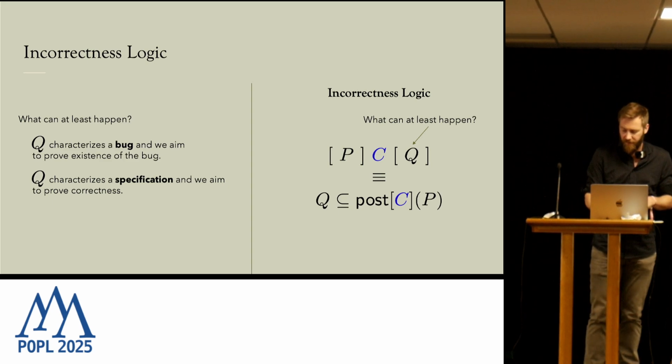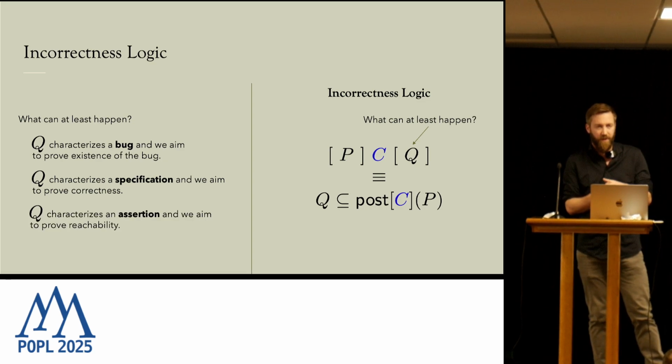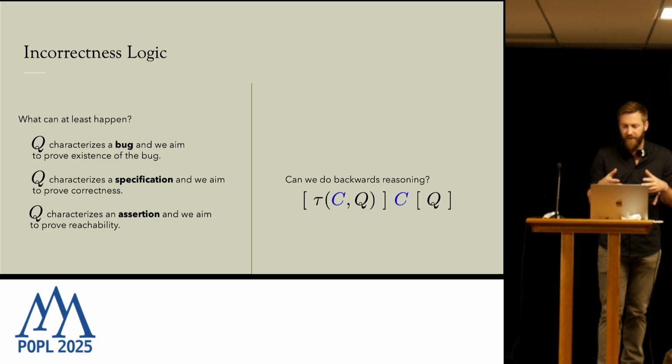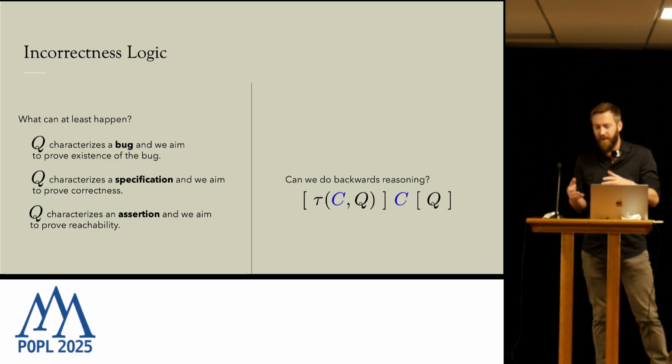specification. And finally, the way we also want to use it is where we have some assertion in the program, and we just want to show, can we at least trigger this assertion? So with these use cases in mind, it makes sense to think of the following question. Can we now do backwards reasoning over incorrectness logic?